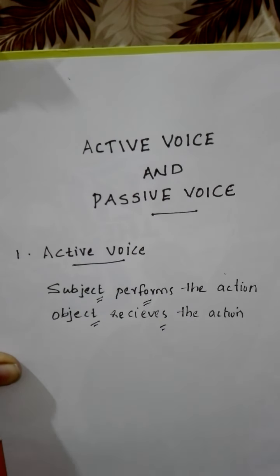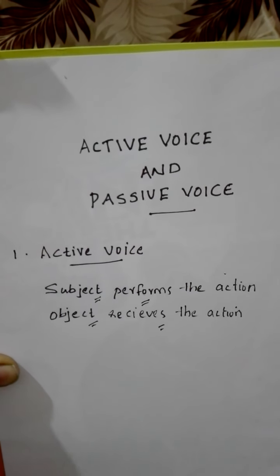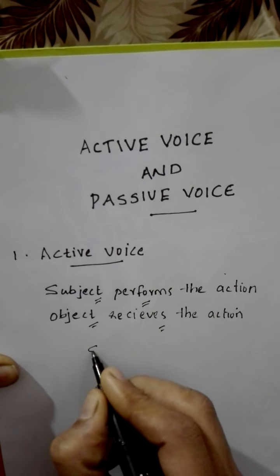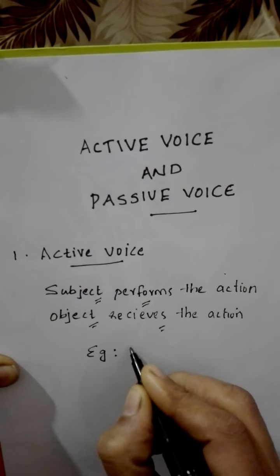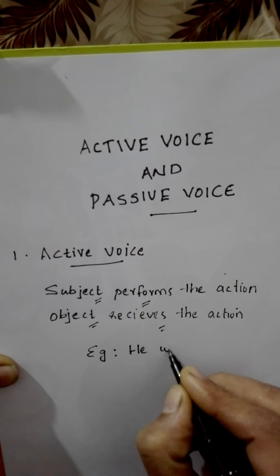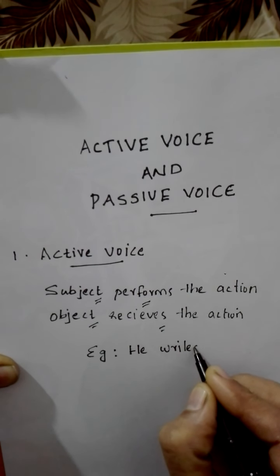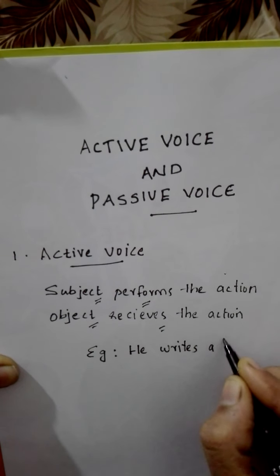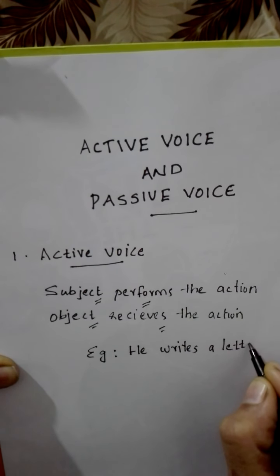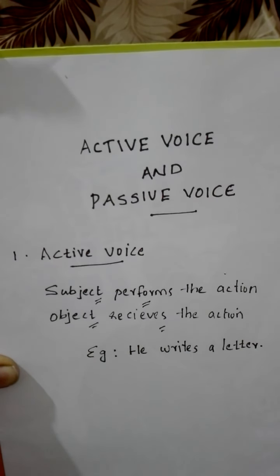Got it? So here we are giving more importance to the subject only. Object comes only as a receiver. We are giving more importance to the subject in the active voice. Got it? And let's see one example. He writes a letter. Okay, he writes a letter.